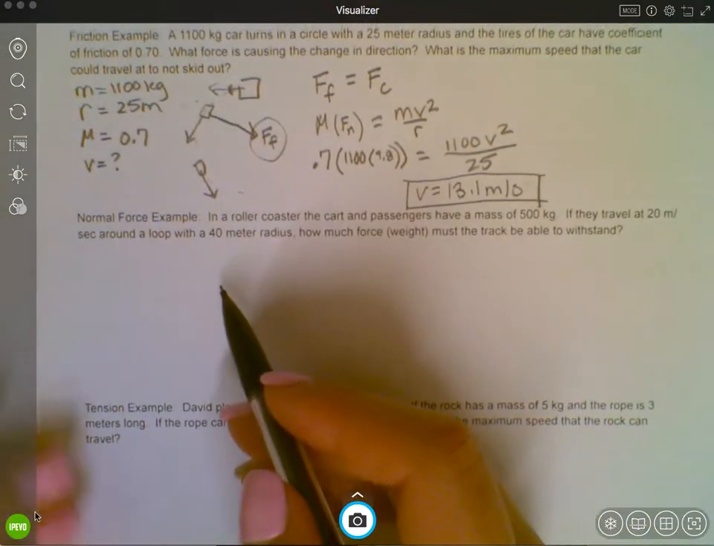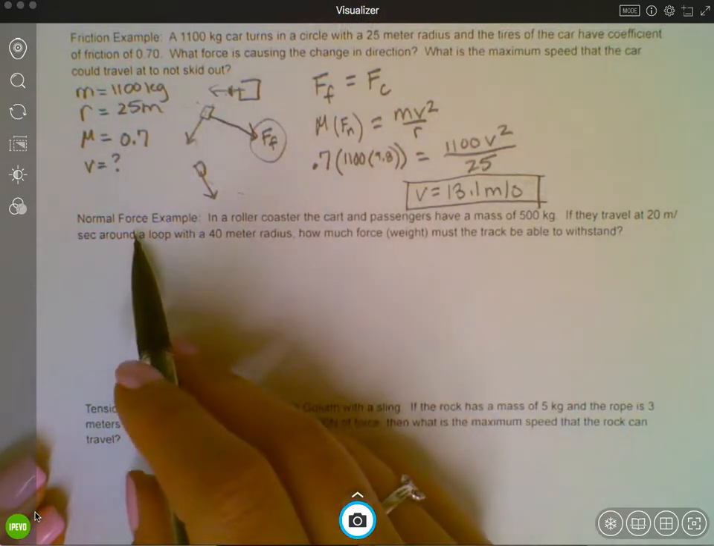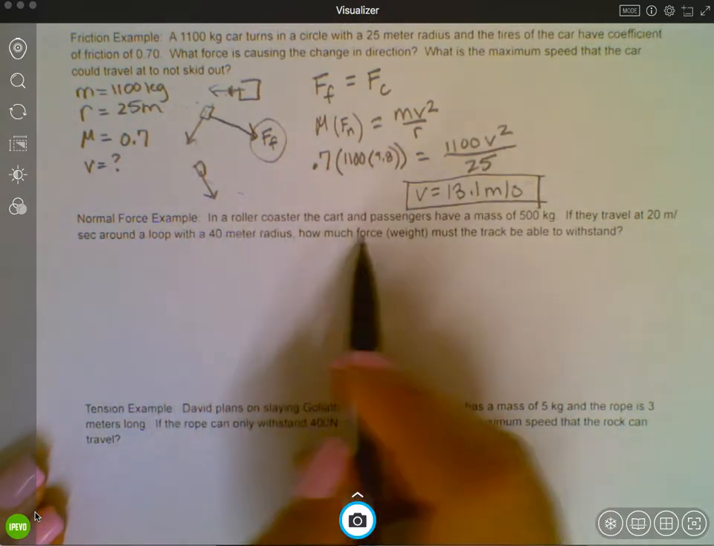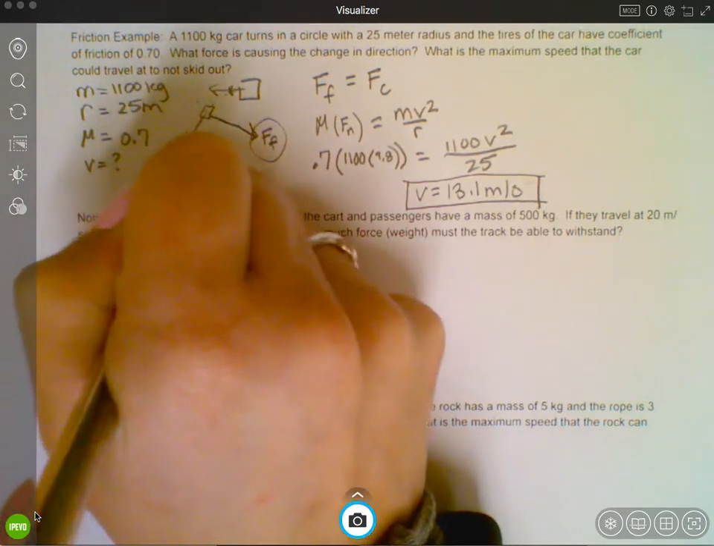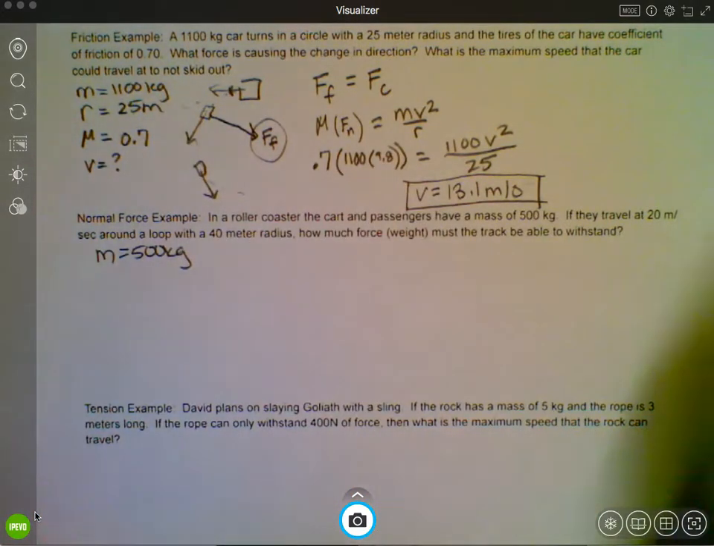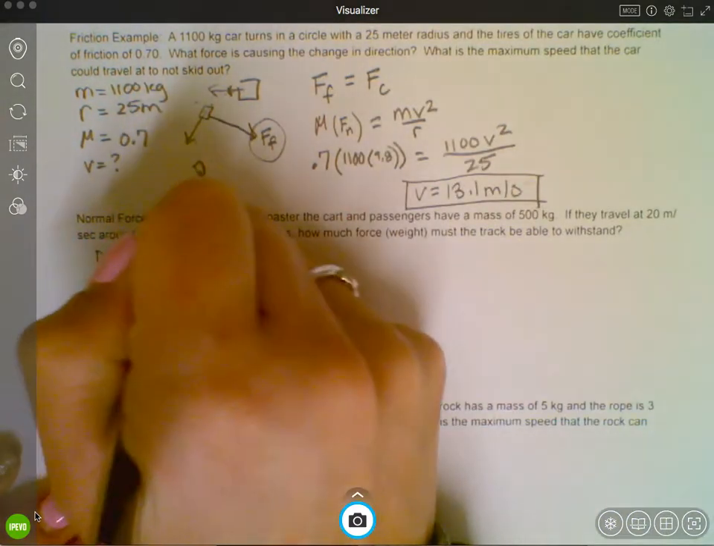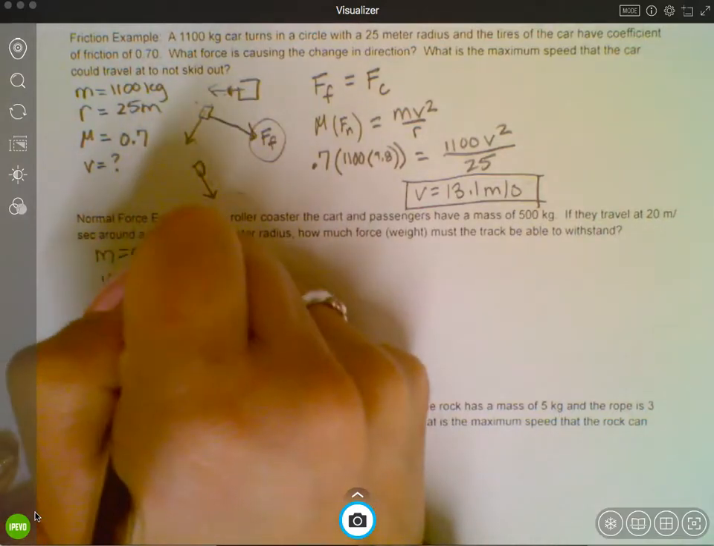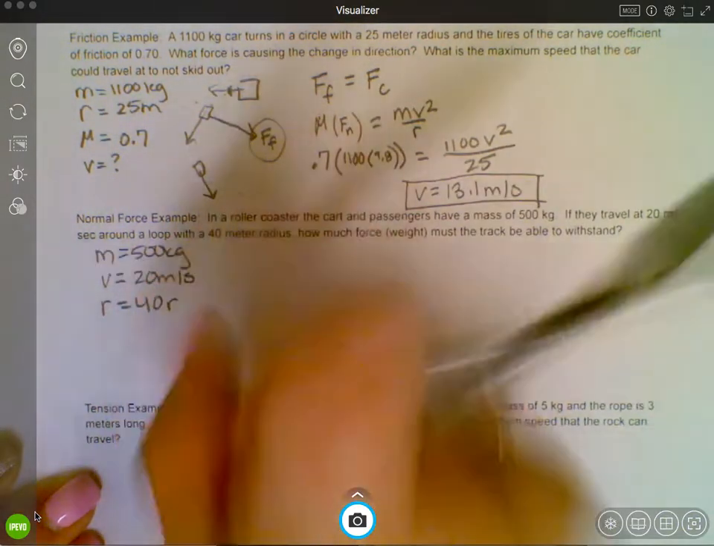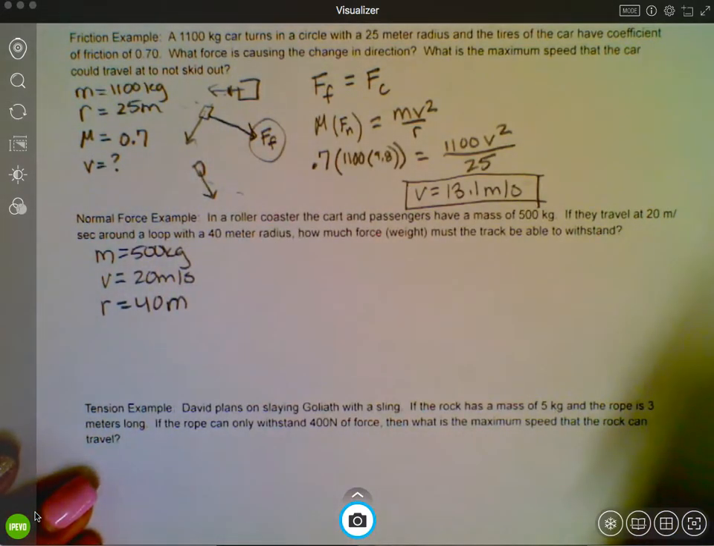Let's try this example. Now this one's a little confusing because of the way it's written, so I'm going to clarify this here. Normal force example. In a roller coaster, the cart and passengers have a mass of 500. If they travel at 20 meters per second around a loop with a 40-meter radius, how much force or weight must the track be able to withstand?